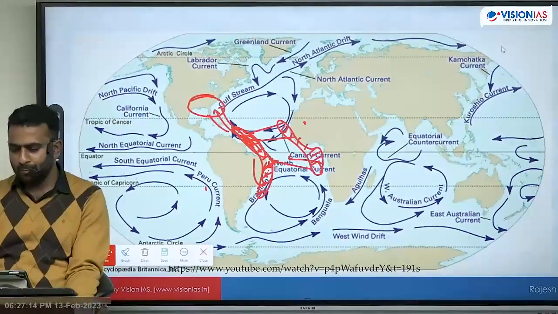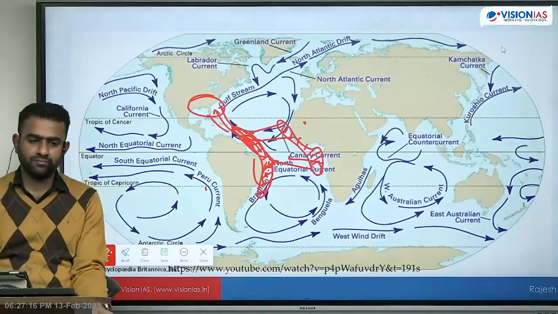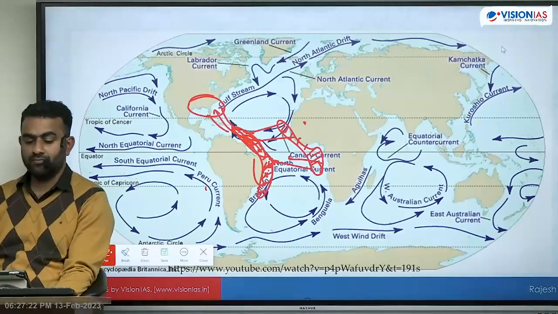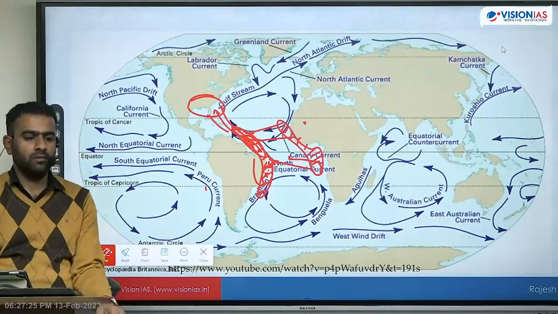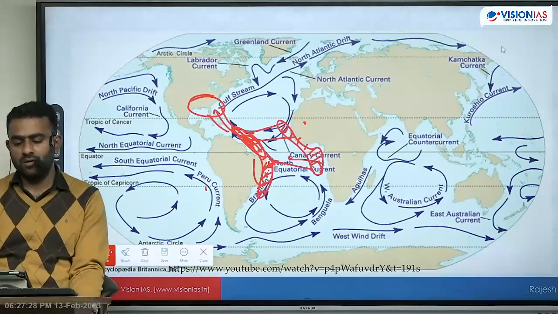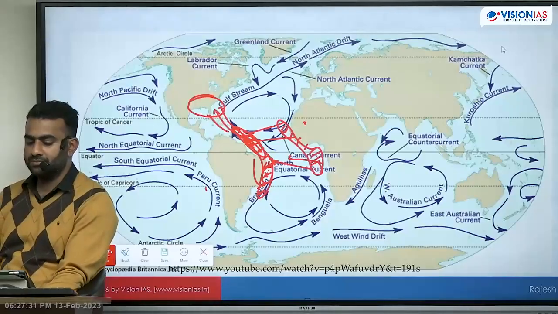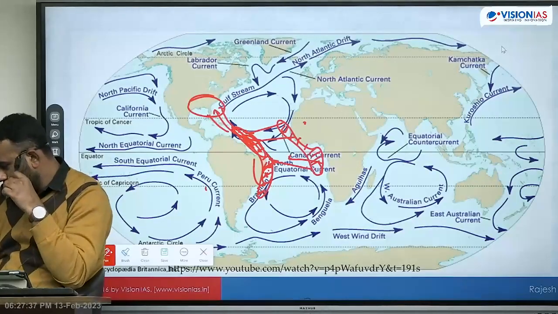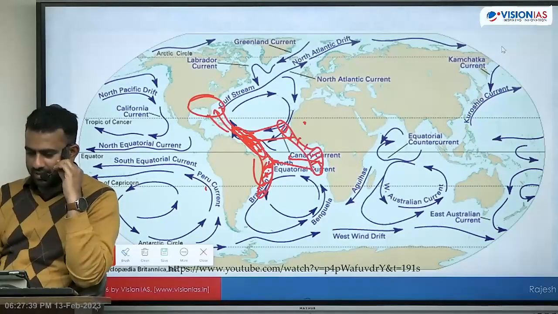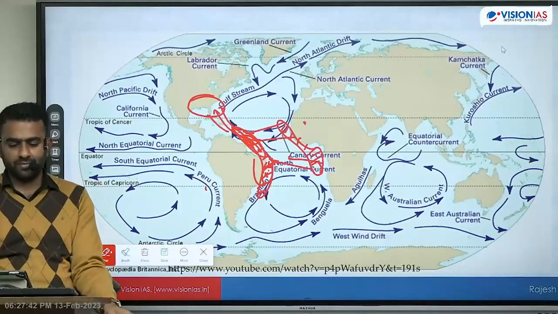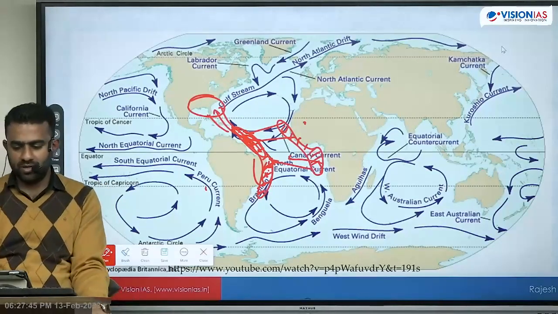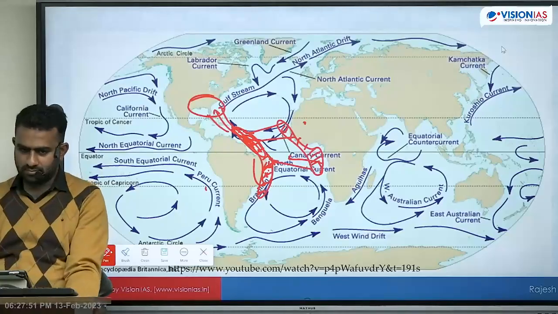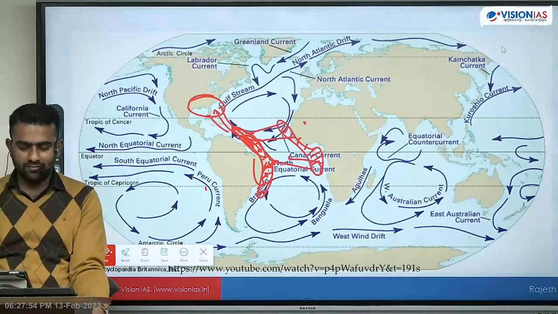Next point. Accumulation of warm water along the western parts of oceans in tropical regions leads to a rise in water temperature.